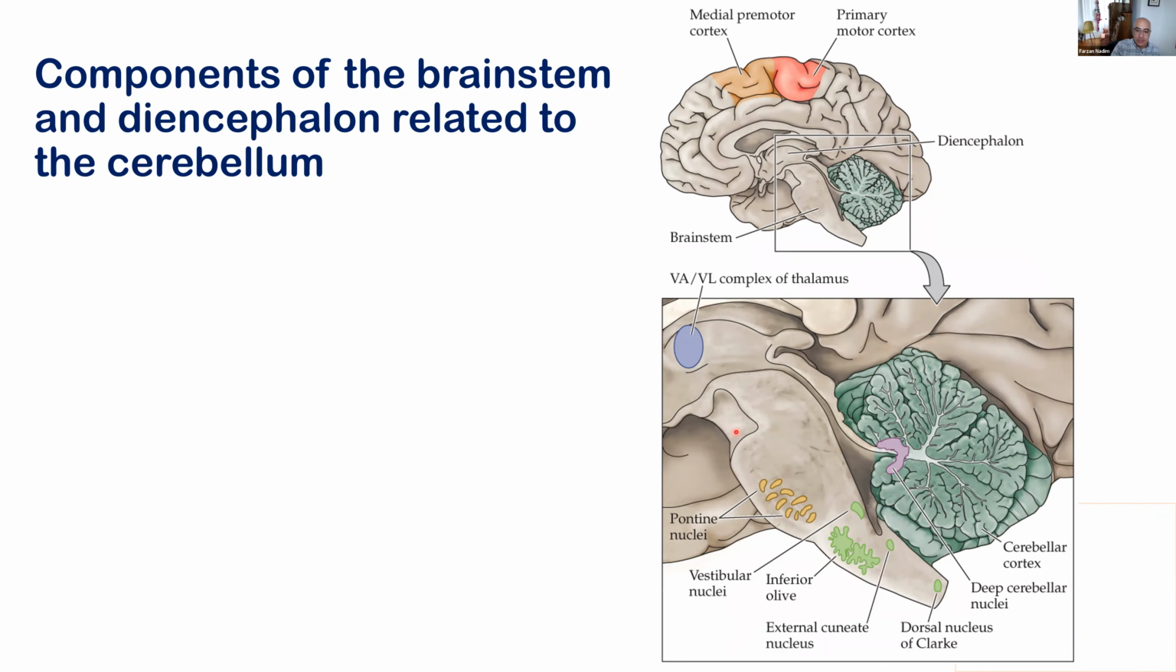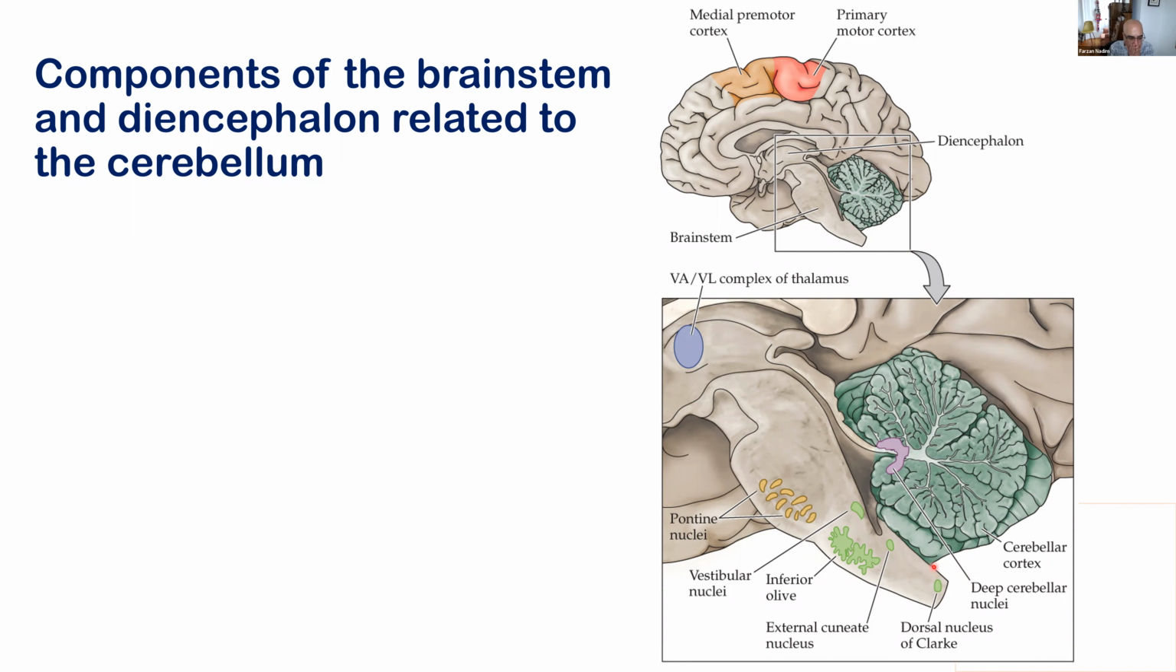Okay, so I told you the outputs of the cerebellum go to the thalamus. The inputs come from the cortex to the pontine nuclei and go to the cerebellum. There are additional inputs that come to the cerebellum. The inputs that come from the spinal cord come from these nuclei sitting at the bottom of the brainstem, known as the Clark nuclei.